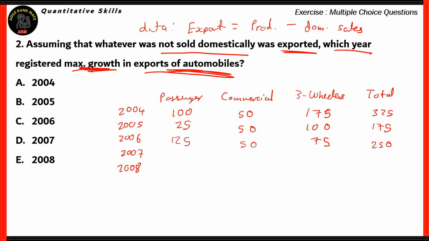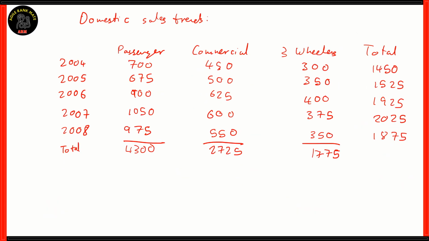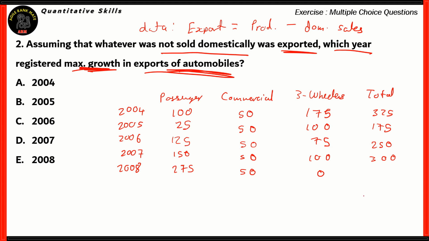And then if we look at 2007, we get 150, 50, and 100. So you get 300 as a total. For 2008, it's 275, 50, and 0. Because if you look at three-wheelers, production is 350, and domestic sales are 350. So nothing was exported. So therefore, we get a total of 325.